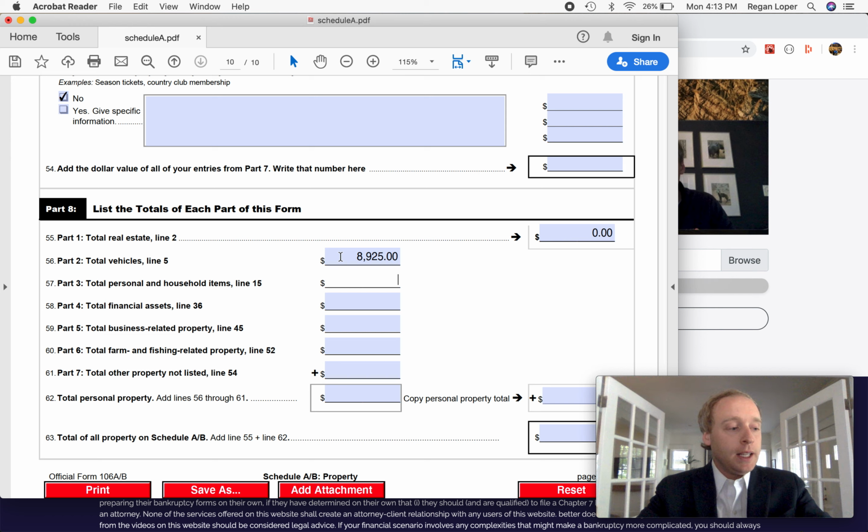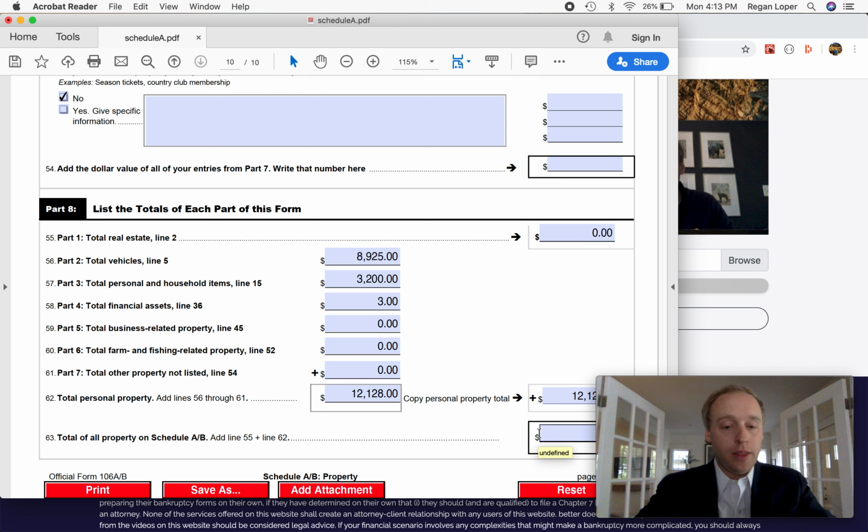$8,925. Of all my personal and household items, that added up to $3,200. My total in financial assets, which was my checking account, is $3. And then you'll recall for the rest of these other items, it was $0. And so she selected $0. Adding up all of this, everything, you'll note that it adds up to $12,128. And so that's what I've selected in all of these boxes.